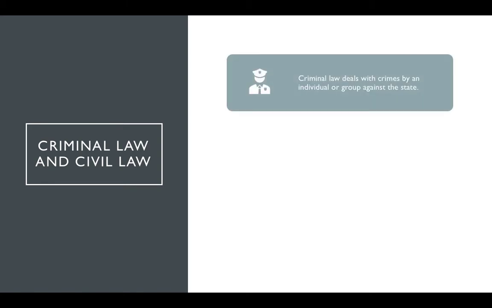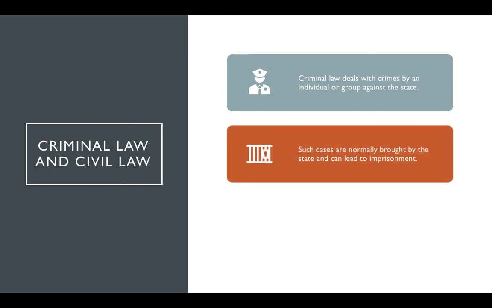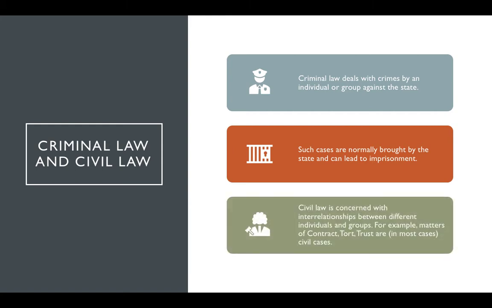So what is really the difference between having a criminal law system and having a civil law system? Without getting into the legal theory too much, criminal law simply deals with crimes by an individual or group against the state. So such cases are normally brought by the state and can lead to imprisonment or fines, for example.